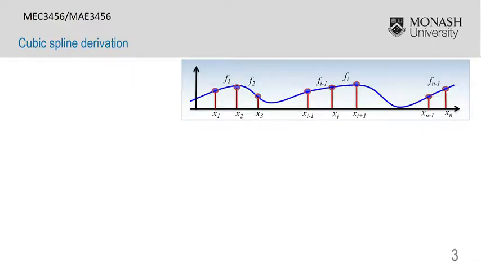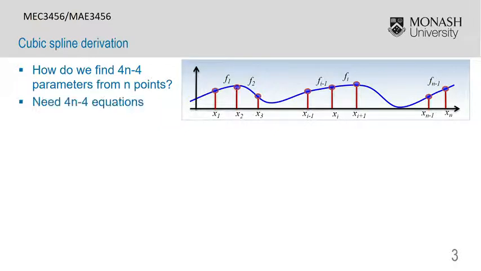So we have n minus 1 functions, f1 up to fn minus 1, and we need 4n minus 4 coefficients. However, how do we find 4n minus 4 unknown parameters from only n data points? Well, somehow we need to come up with 4n minus 4 equations. So let's have a look at how we can do that.